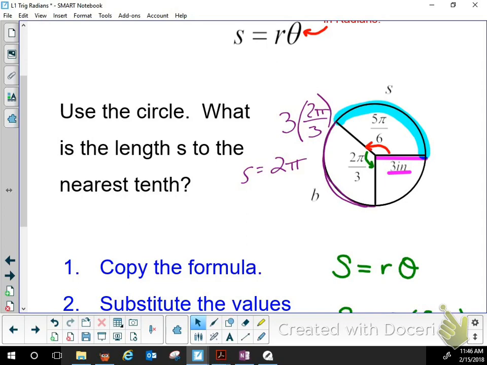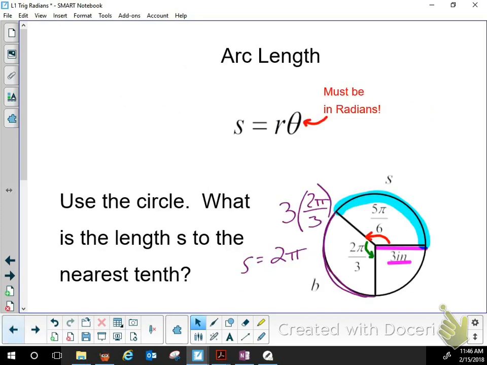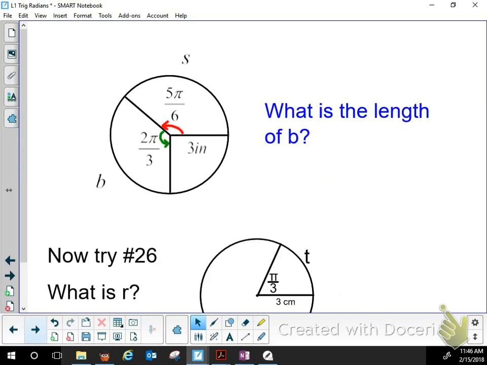Good? Oh, I did it. Wait. It's an S. It's not a 5. Sorry. It's okay. Wait, we just did that.